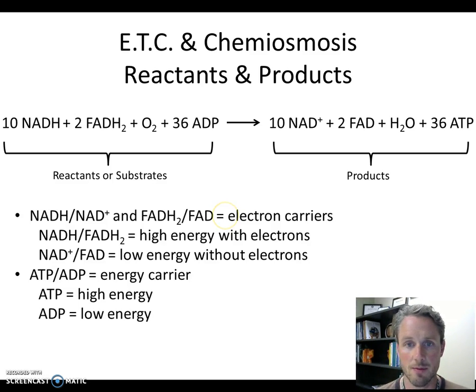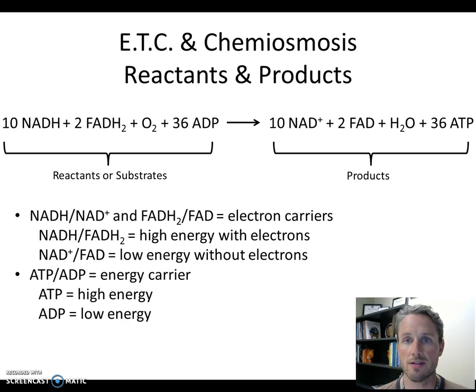And just as a reminder, we've talked about this a couple times, the role of NADH and FADH2 is that they are electron carriers. The forms that end with an H, those are the high energy forms that are carrying some additional electrons. When we take the electrons away and these electron carriers are now low energy, those are the NAD plus and FAD forms. And then as another reminder, ATP again is the energy carrier molecule inside cells. ATP is the high energy form, like a charged up battery. ADP is the low energy form, like a dead battery.